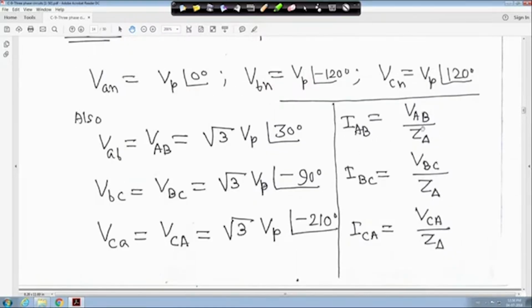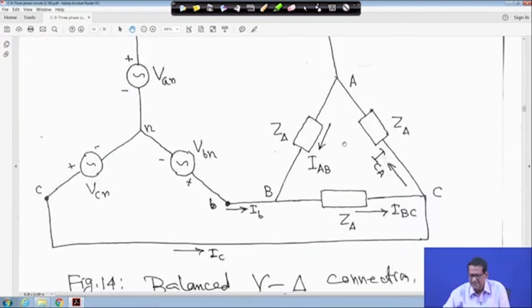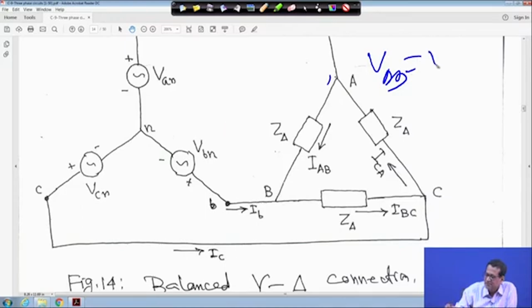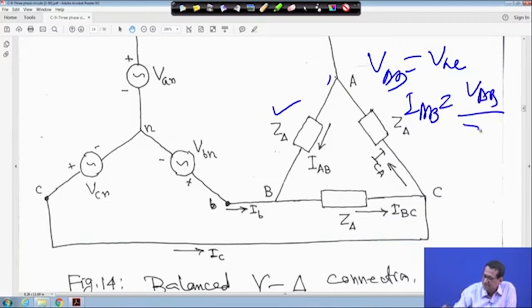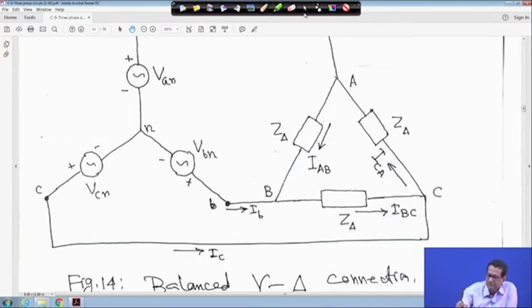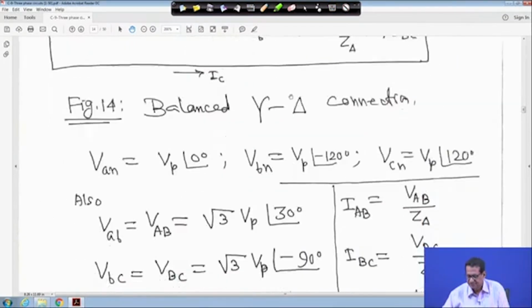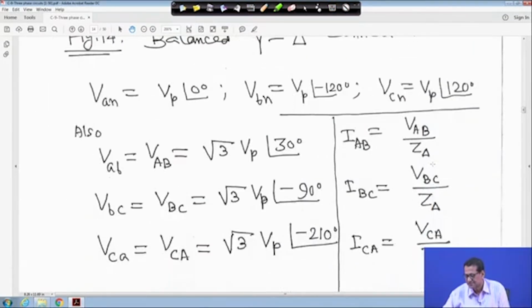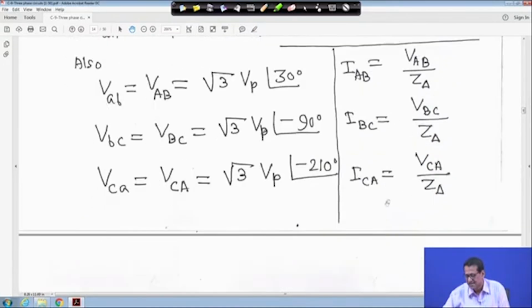Now, IAB is equal to VAB upon Z delta, because this is my circuit. This voltage from A to B is equal to VAB, the same voltage impressed across Z delta, carrying IAB. So, IAB is equal to VAB upon Z delta for this phase. Same thing here: IAB is equal to VAB upon Z delta, IBC is equal to VBC upon Z delta, and ICA is equal to VCA upon Z delta.